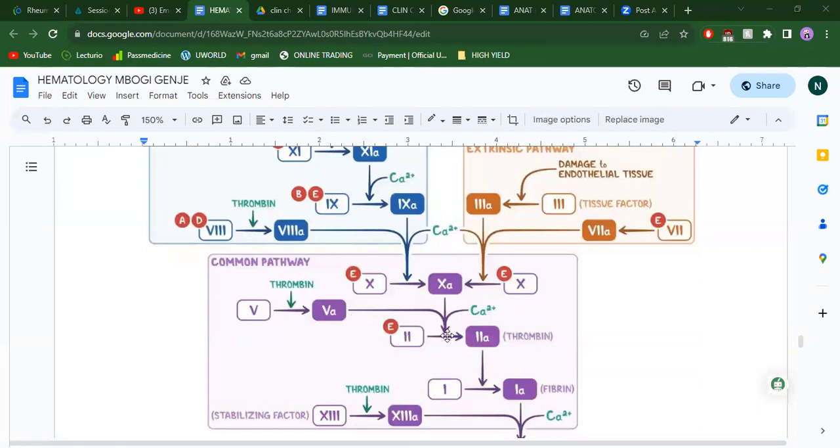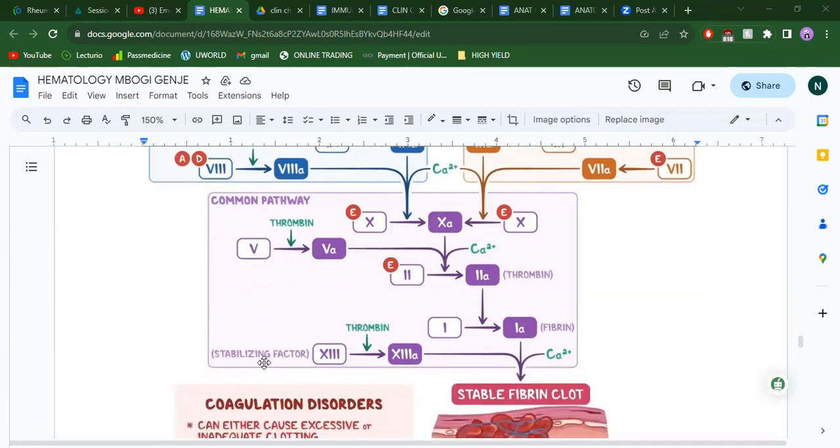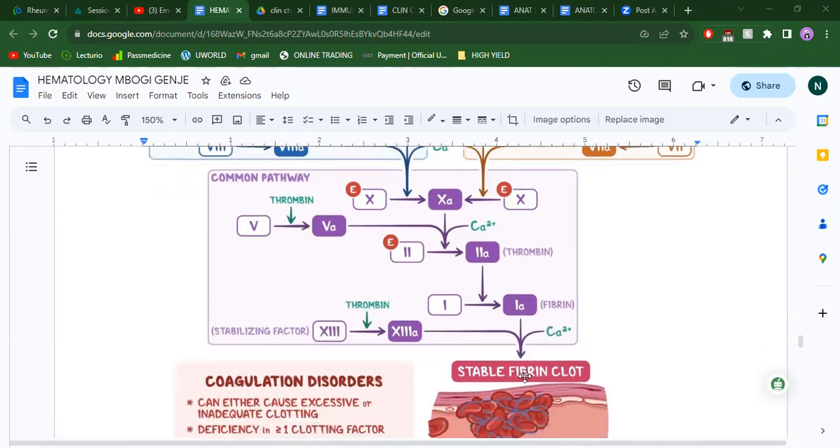Factor 2 goes to factor 2 activated, which is thrombin, then factor 1 to factor 1 activated, so fibrinogen to fibrin. Then on the side, we have the stabilizing factor, factor 13, which also requires thrombin to become factor 13 activated, and joins together with calcium to form a fibrin clot.